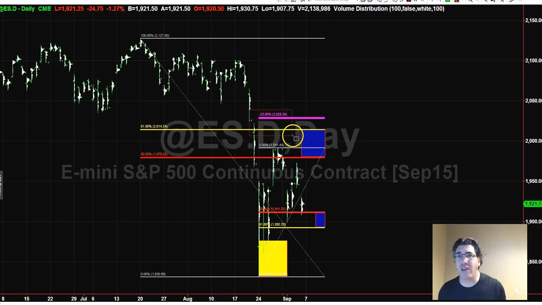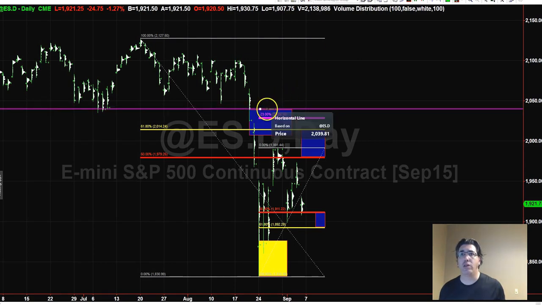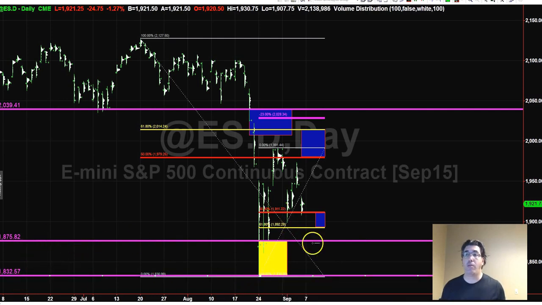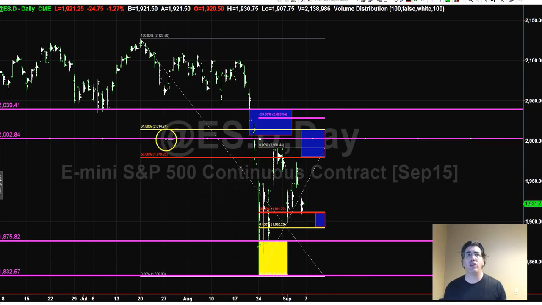Right down to, I'm going to say right here. And this area is generally poorly auctioned above. And so that kind of gives us a window if we look right up to 2039, right? So the area that's poorly auctioned below is 1875 all the way down to 1832. The area above is 2039, really starting, I'm going to say, behind here. So from 2002 up to 2039, those are two pretty big target areas.